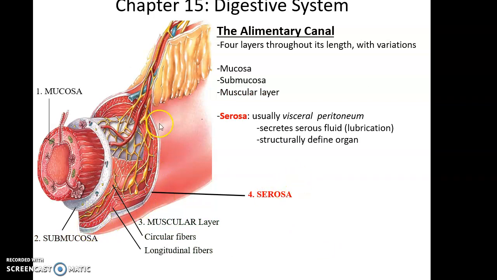And then the outermost layer is the serosa. Serosa, in many places, is part of the visceral peritoneum, so part of the peritoneum. And the serosa is lubricated because the serous fluid from the peritoneum provides lubrication, reduces friction, allows the alimentary canal to move as it moves things along internally and not get damaged by friction. And the serosa also structurally defines the organ.